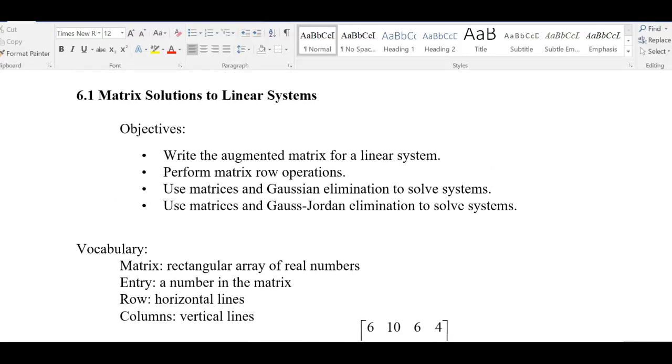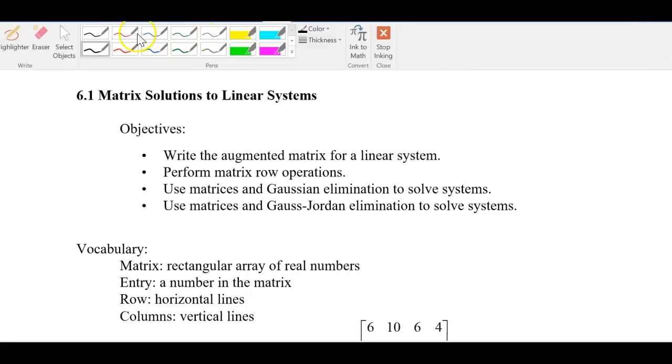Okay. We're going to solve equations using matrices. We're going to use an augmented matrix. We're going to perform matrix operations, which you have to do in order to solve matrices. We're going to use Gauss elimination just to show you how it works. And then after we have the Gauss elimination, we're actually going to finish it using the Gauss-Jordan elimination method.